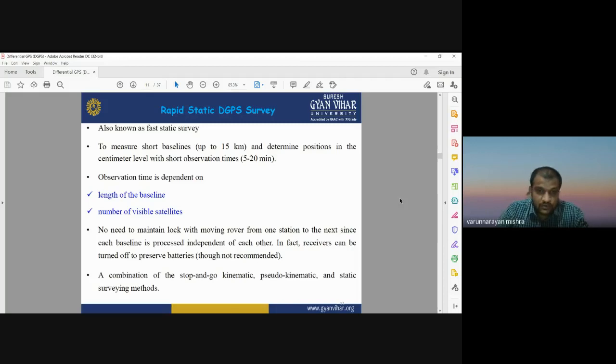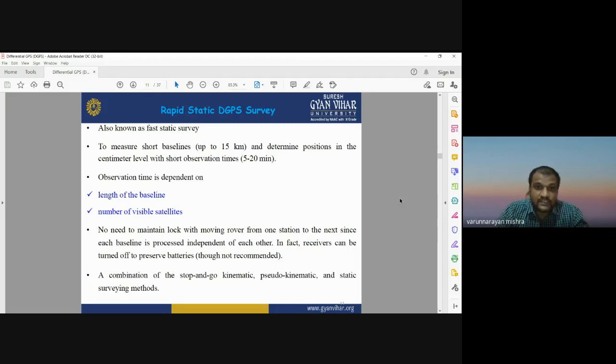If your base station is established at some position A, you have a maximum of 15 kilometers of radius to visit the study area and get the coordinates. So the distance between the base station and the rover receiver will be a maximum of 15 kilometers.